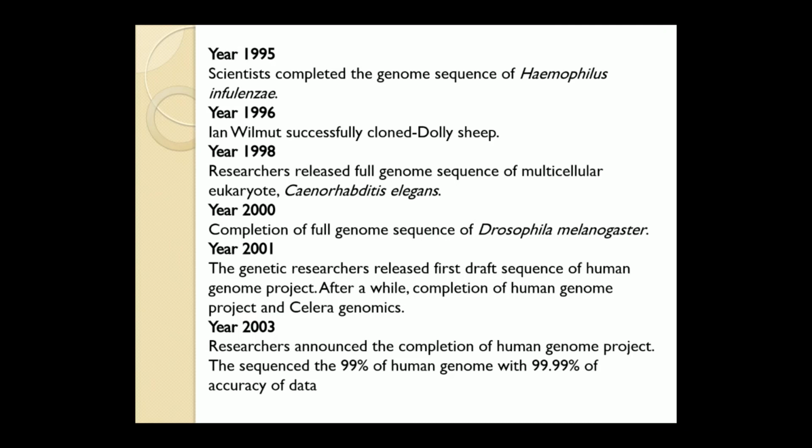After that, the partial genome sequence, or first draft of the human genome sequence, was published in the year 2001, and the complete human genome sequence was published in 2003. After that, several discoveries were made in the field of genetics.